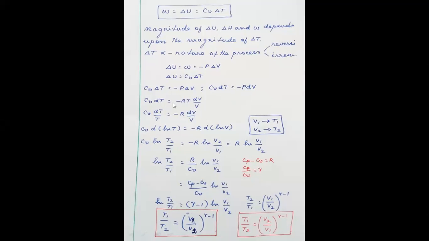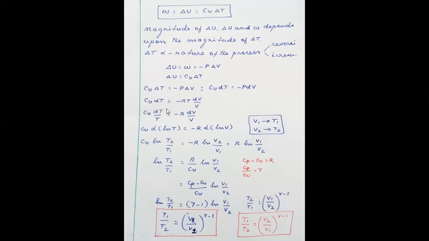dT is equal to minus RT dV by V. Actually, it is minus RT by V dV. So what I am doing, Cv, I am taking the temperature on the right hand side to the denominator of the left hand side. So it becomes Cv dT by T is equal to minus R dV by V.